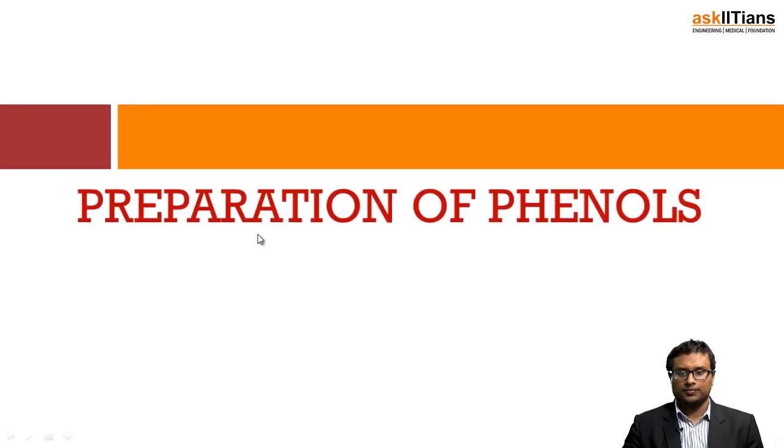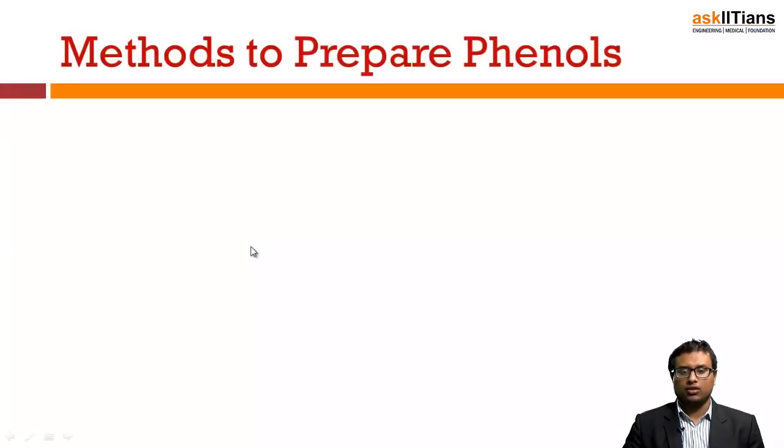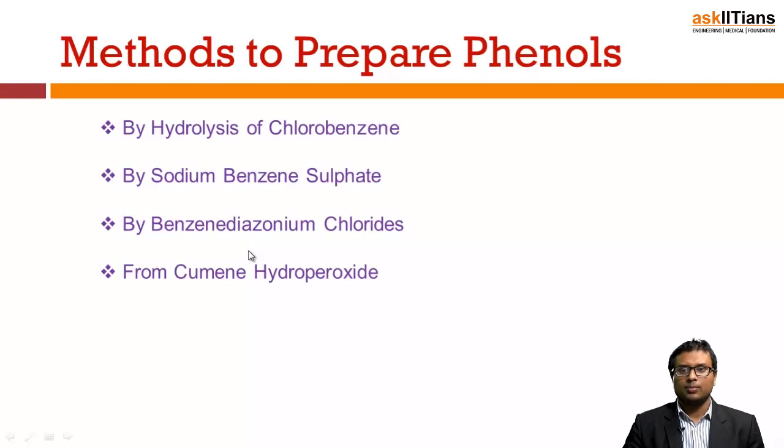Preparation of phenols. So what are the different methods to prepare phenols? The first is by hydrolysis of chlorobenzene. Second, by sodium benzene sulfonate. If you have sodium benzene sulfonate, I can get a phenol. Next, benzene diazonium chloride. I told you in the previous part the importance of benzene diazonium chloride, and you can see one of its importances is to convert into phenol. Next, from cumene hydroperoxide. You can convert your cumene hydroperoxide into phenol.